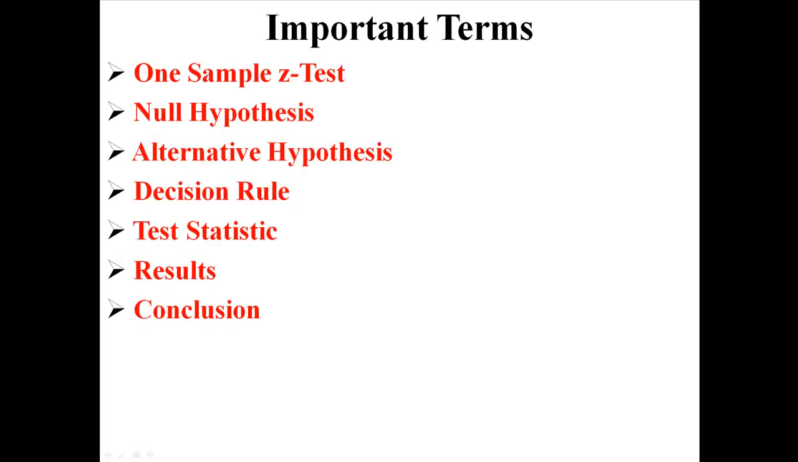And that is a one-sample z-test where we use things like null and alternative hypotheses. We came up with a decision rule, calculated the test statistic, then found our results and our conclusion.